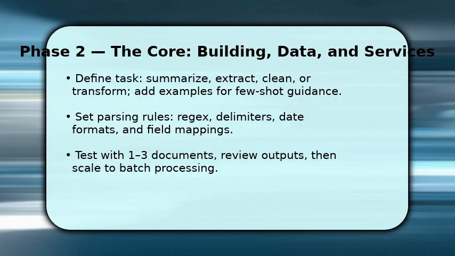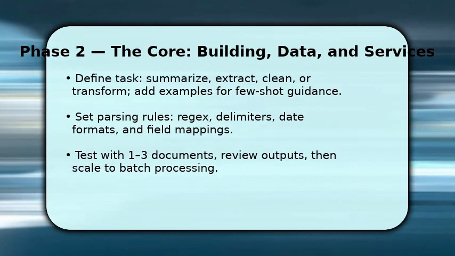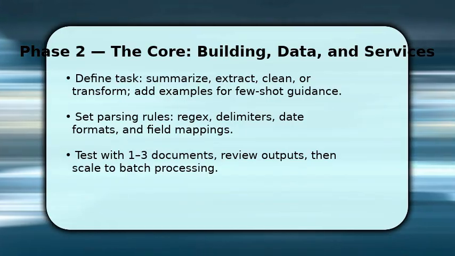Test with 1 to 3 representative documents and review the results carefully. Iterate on prompts and rules until outputs match expectations. After that, switch to batch mode and enable parallel runs. This keeps throughput high while preserving the validated pipeline.